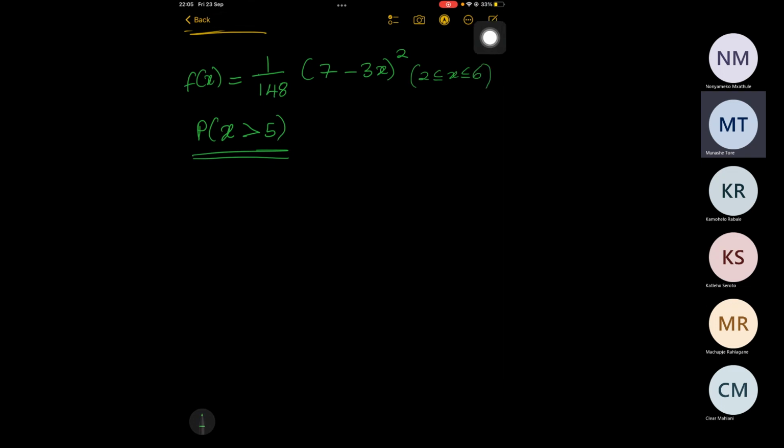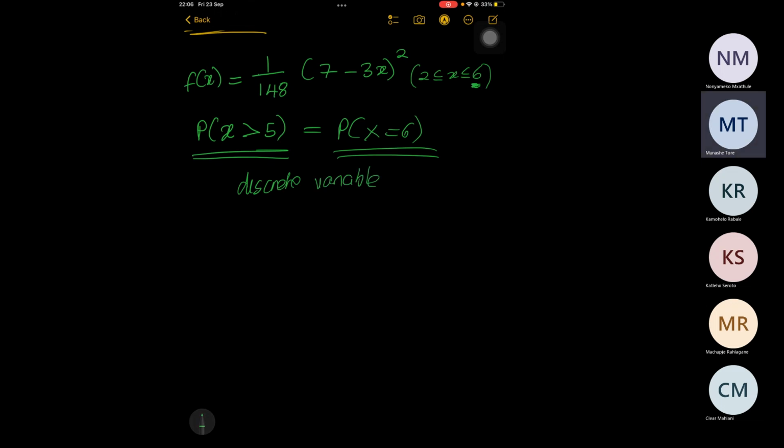So if someone says x is greater than 5, the first thing that would come to their mind is, okay, it's just the probability that x is equal to 6, since we know that the maximum value here is 6, isn't it? And we are working for the probability that x is greater than 5, which makes sense, isn't it? But the only problem now is this only applies to discrete variables.